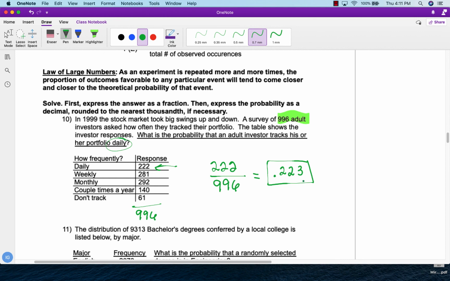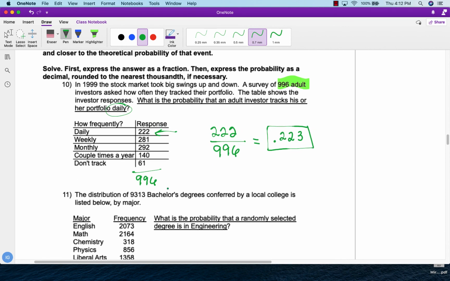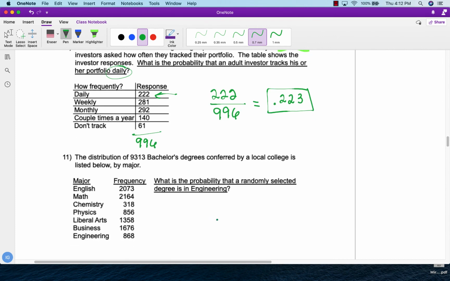That's it. Okay, so whenever we're working with problems where they give you a table and they give you specific numbers, we have to answer based on what is given, not on what we think or what we know or what we can predict. Okay, we're going to do the exact same thing on the next problem. So it says the distribution of 9,313 bachelor's degrees conferred by a local college is listed below by major. What's the probability that a randomly selected degree is an engineer major?